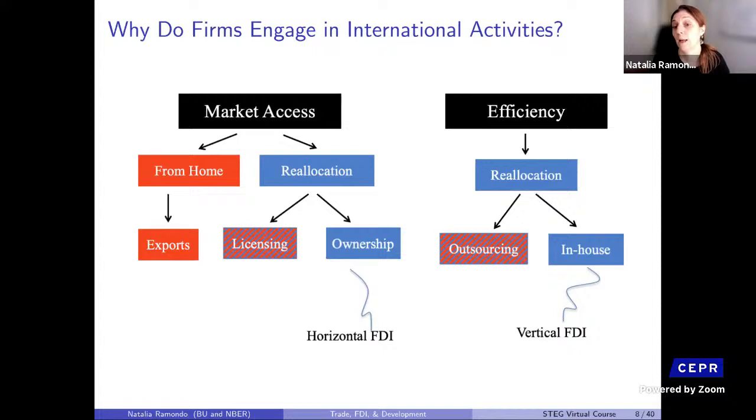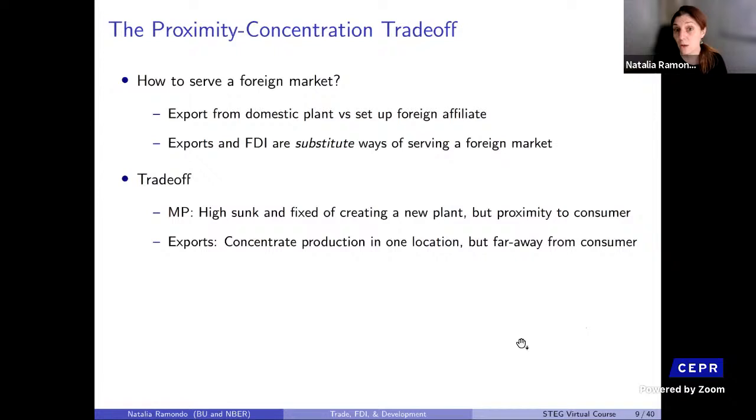I'm going to include in this bin also when firms choose to serve foreign consumers in certain markets by operating in a country and then exporting from there. So this is going to be these export platform activities to have market access to foreign consumers. So this takes us to one of the first seminal theories of multinationals, which plays with this trade-off between choosing export or relocating production. And that theory was called the proximity concentration trade-off.